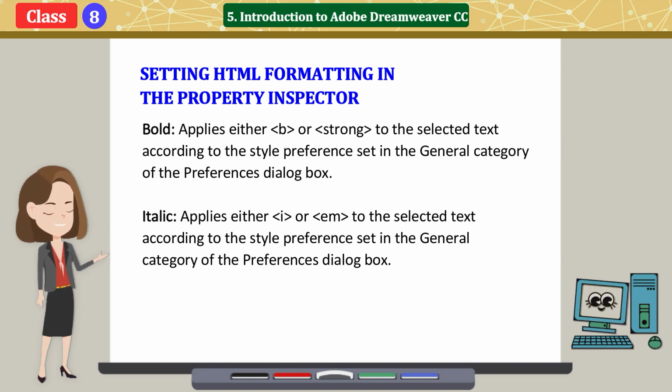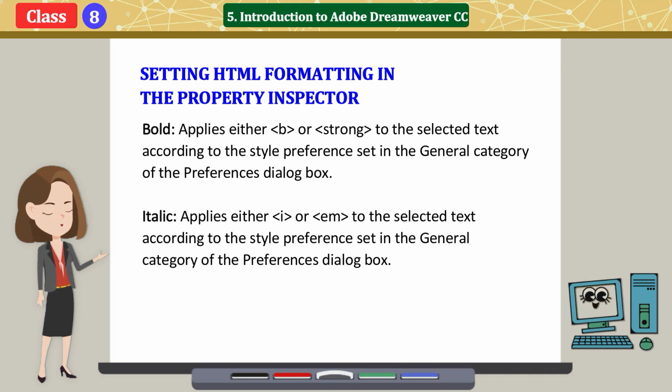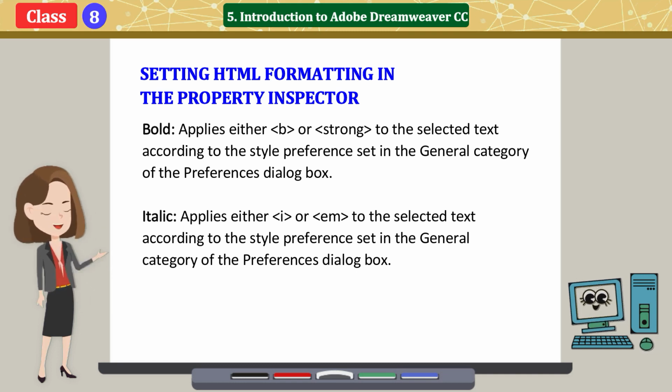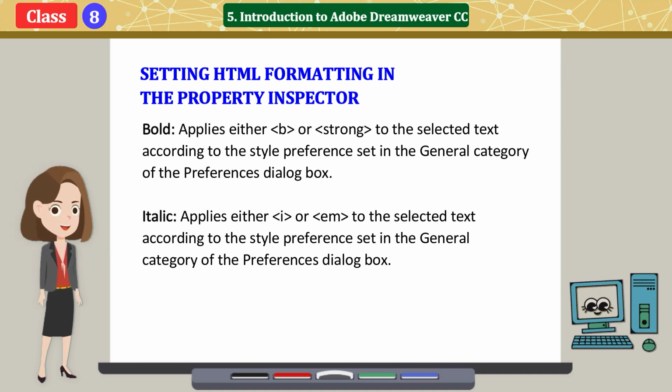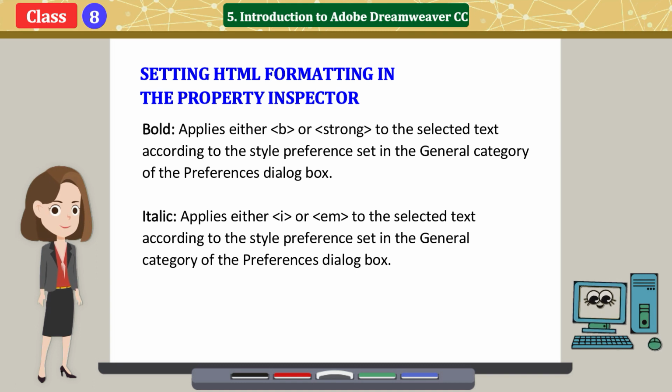Bold. Applies either strong or b to the selected text according to the style preference set in the General category of the Preferences dialog box. Italic. Applies either em or i to the selected text according to the style preference set in the General category of the Preferences dialog box.